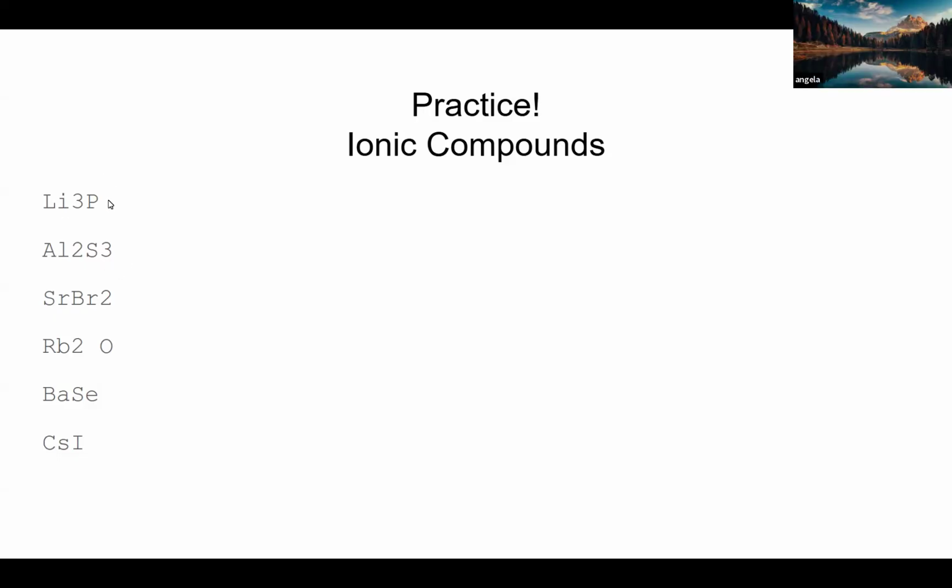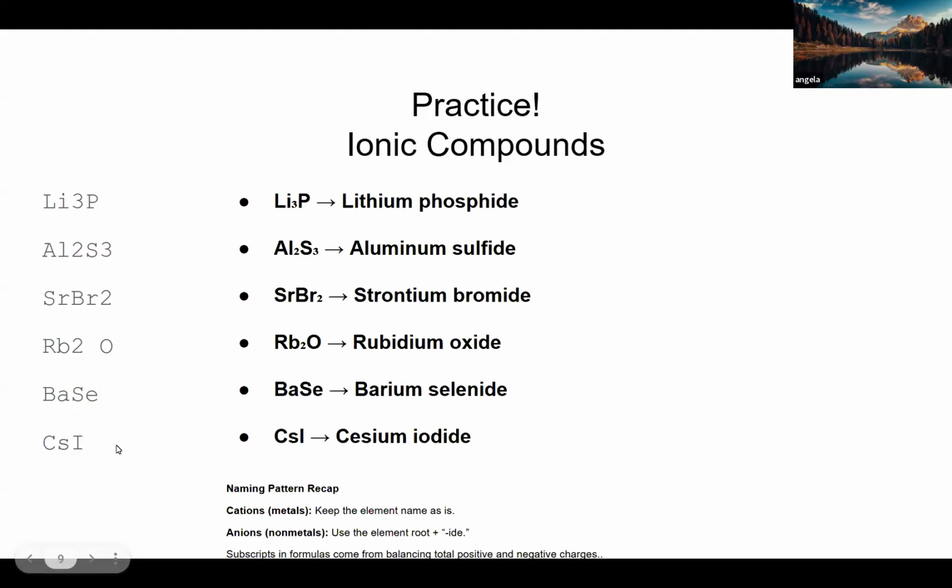So this would be lithium phosphide. This one would be aluminum sulfide. This one would be strontium bromide. This one is rubidium oxide. And Ba, I don't have my periodic table, I don't remember. Selenide is the second part, and then CsI would be cesium iodide. So let's see. Oh, Ba is barium.